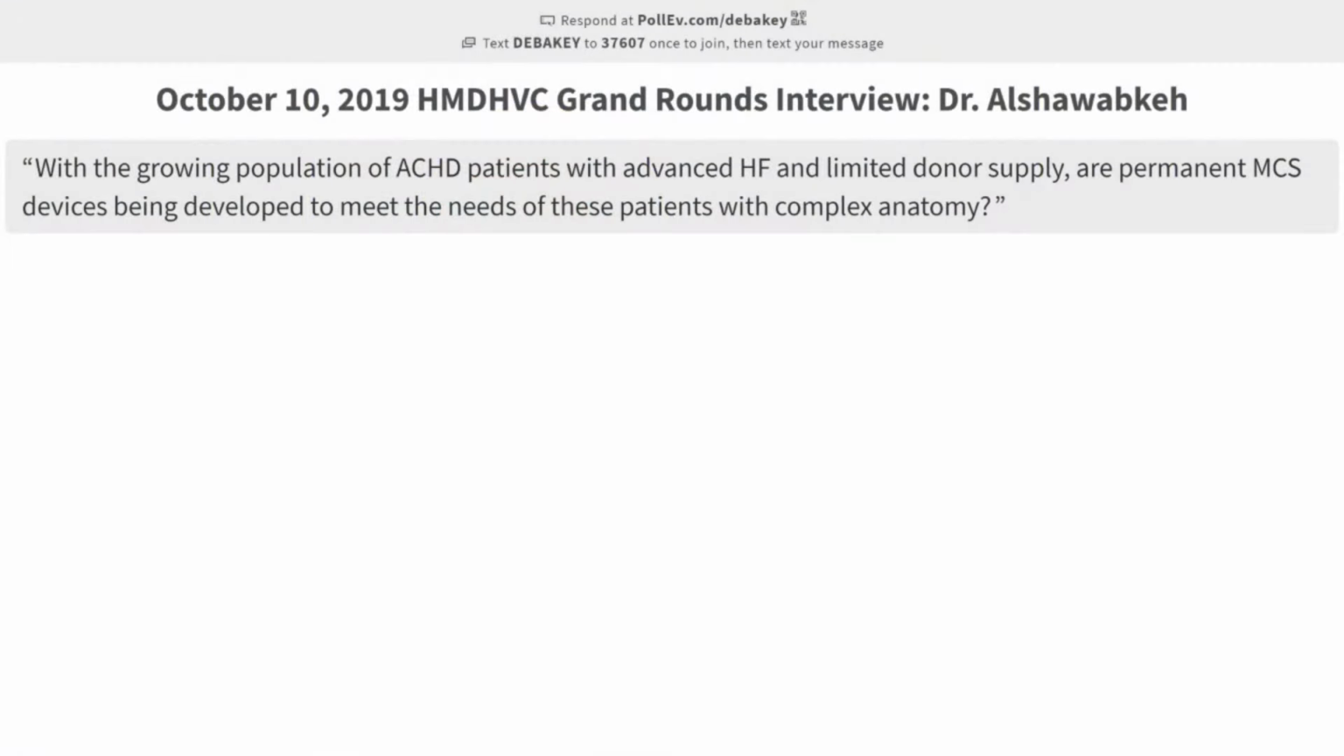With the growing population of ACHD patients with advanced heart failure and limited donor supply, are permanent mechanical support devices being developed to meet the needs of these patients with complex anatomy? The answer is yes. There are many institutions working on different designs of support devices, and the majority of these designs are geared toward the Fontan circulation. But obviously there have not been robust clinical trials yet. But this is something that we eagerly look for in the future.